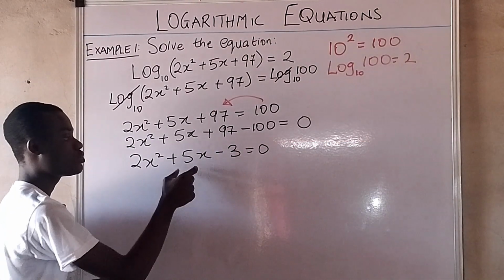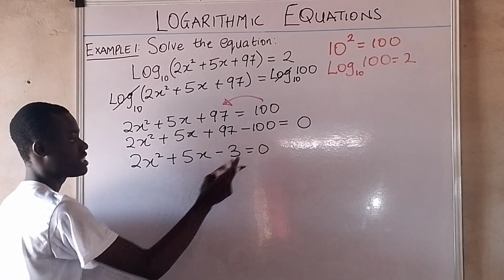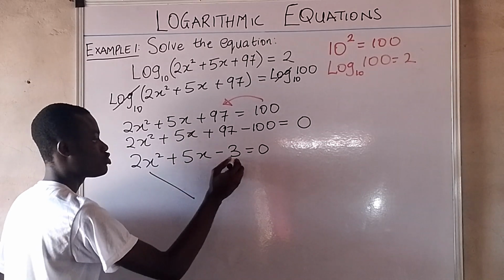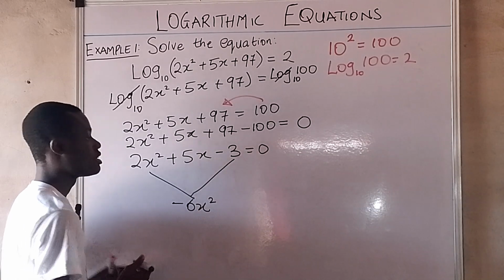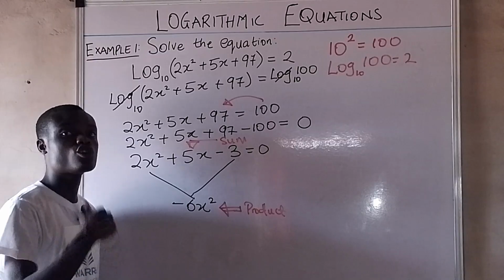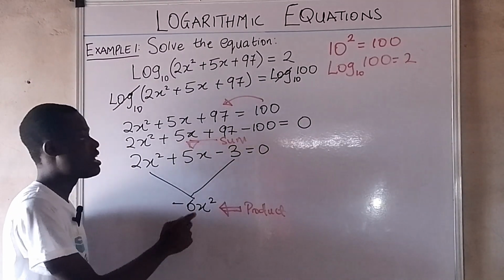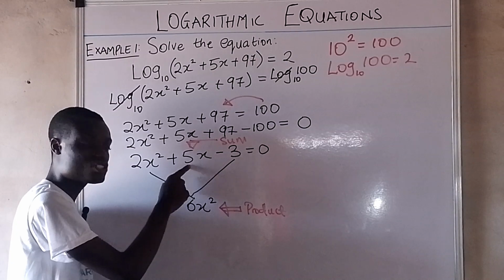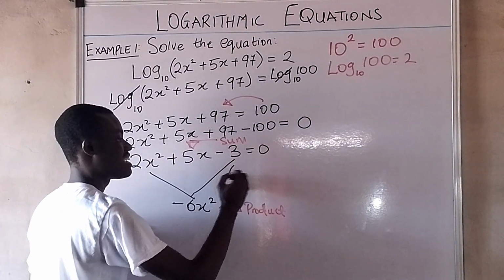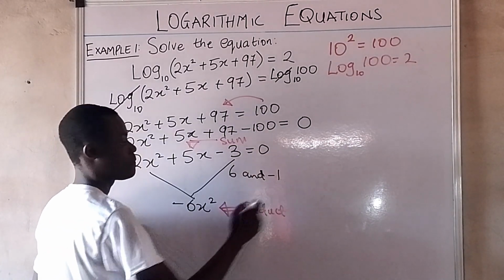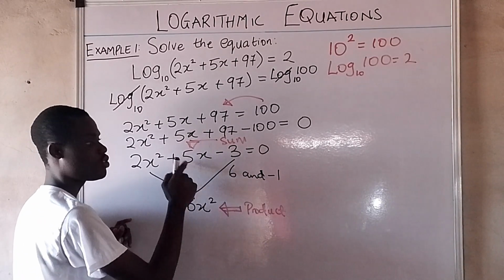Now, in solving quadratic equation using factorization method, how do we solve them? We multiply this one with the x squared and this one without an unknown. When we multiply 2x squared and minus 3, we are going to have minus 6x squared. Now, under factorization method we look for two factors such that when we multiply them, their product will give us this number, and when we add them, the sum will give us this other number that we didn't multiply. Now, what are those two numbers? Those two numbers are 6 and minus 1, because 6 times minus 1, that's the product, will give us minus 6, and 6 minus 1 will give us plus 5.